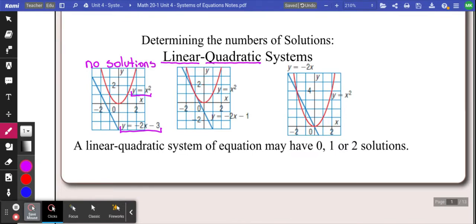When you look at the second picture there, there's technically one solution right in there. So we call that one solution. That linear line runs right beside the quadratic. It just touches it once and then it keeps going. And our third scenario that we could get with a linear quadratic is we could get two solutions like that. You see that both those lines cross in two spots.